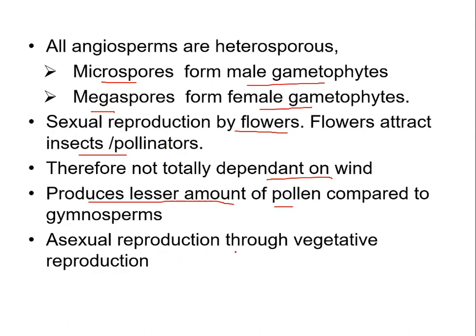Okay, asexual reproduction can happen through vegetative reproduction like tuber, stolon, budding, and many others, which we are going to detail in chapter 8.